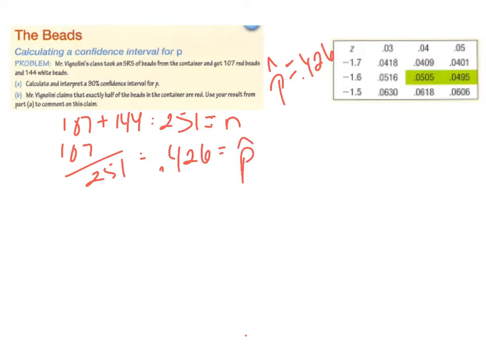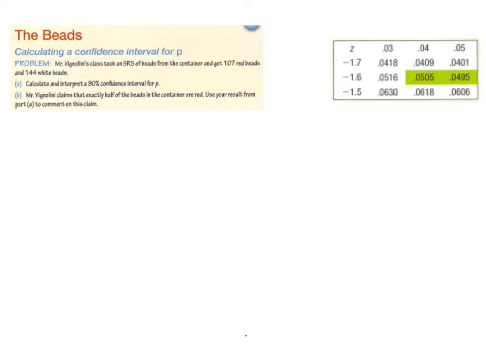In this example, you're asked to calculate and interpret a 90% confidence interval for p. Let's take this one step at a time. Let's do part A, and then we'll look at B. When I'm going to calculate this, the first thing I need to do is state what I'm doing. I'm looking for my 90% confidence interval for the true proportion of red beads that are in the container.